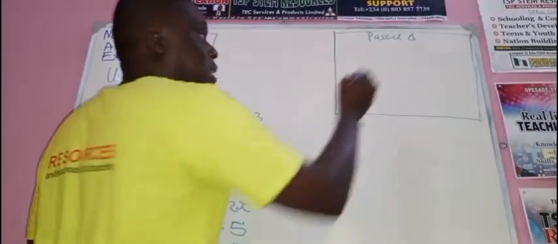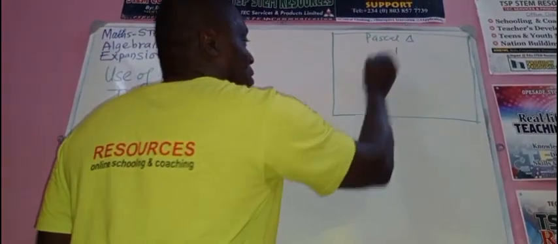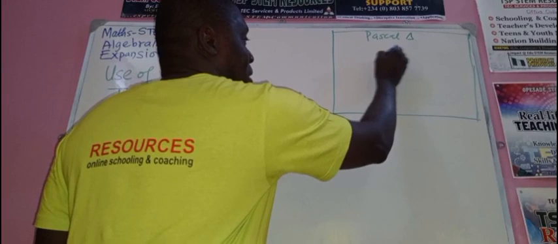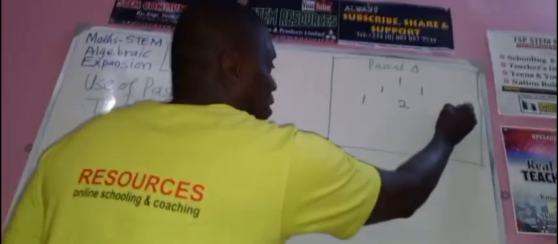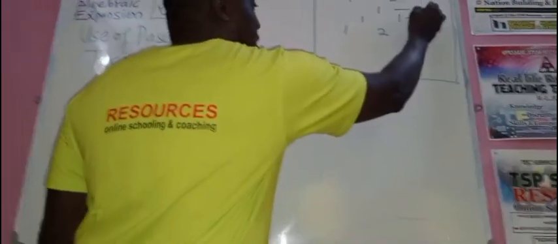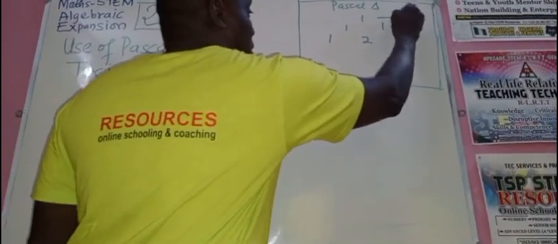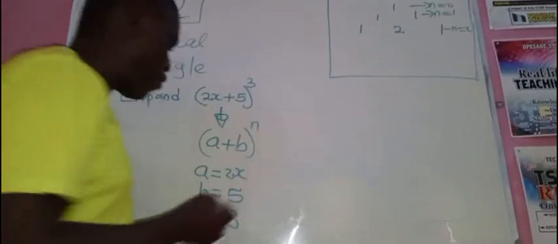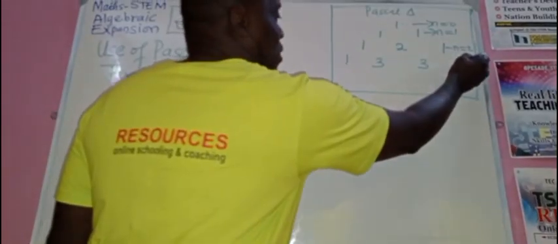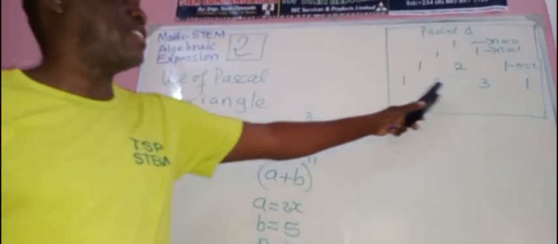Now, look here. I will start again. You start with 1. Then you have 1, 1. Then you have 1, 1 plus 1 is 2, we end with 1. We are going to this when n is 0, this when n is 1, this when n is 2, and then it ends with 1. So I have generated my coefficients.